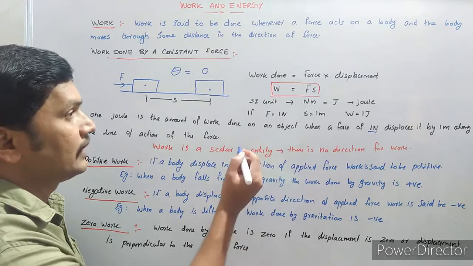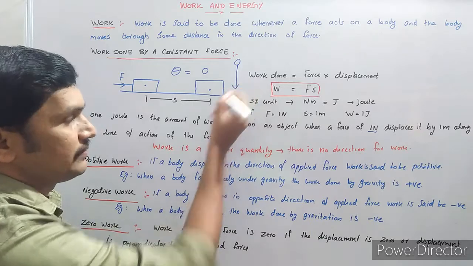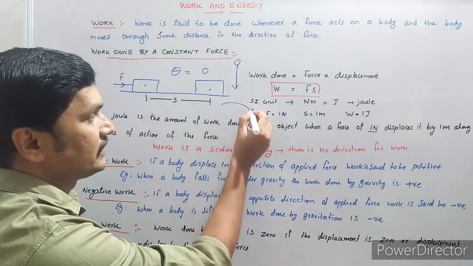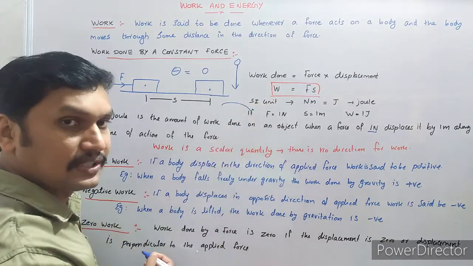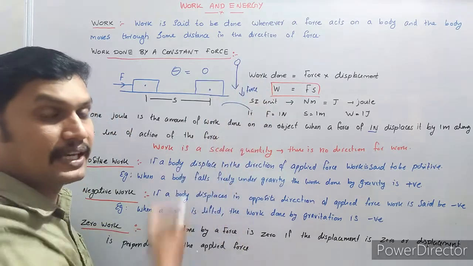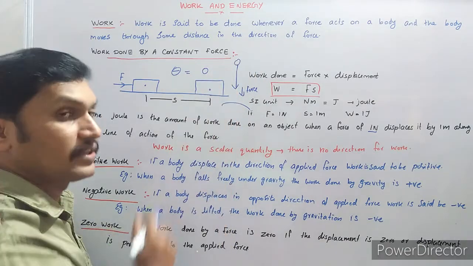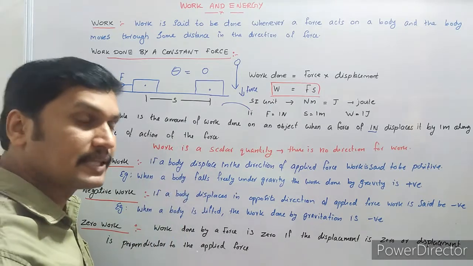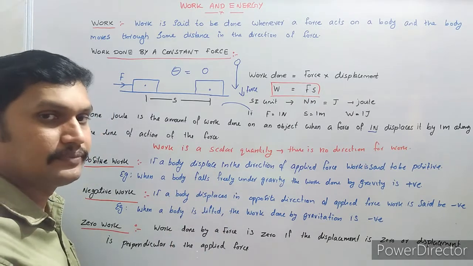We know that once an object is falling under gravity, suppose an object is falling towards the earth, only the force acting on this body is gravitational force. So actually the earth is pulling this object towards it. So this is the direction of gravitational force. The body displaces in the direction of force. The angle between the force and the displacement is 0. So that work is also positive. That is positive work. If the body displaces in the direction of applied force, then the work is said to be positive. Remember the example.